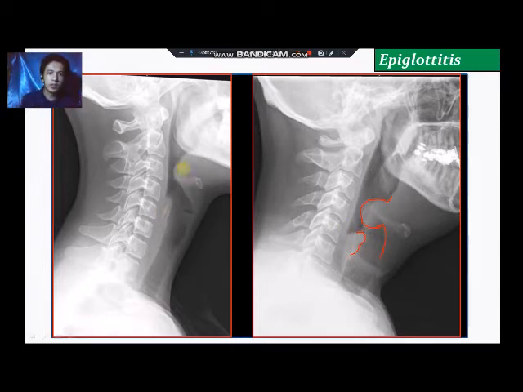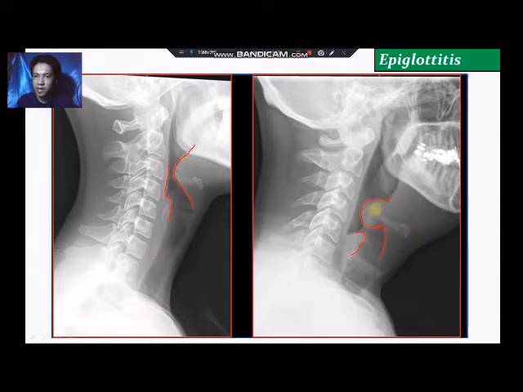Okay, so this is the normal appearance. So if the patient inhales, there should be a wide space, a wide passageway for the air as it passes from the pharynx towards the epiglottis, and then towards the larynx and the trachea of the patient.